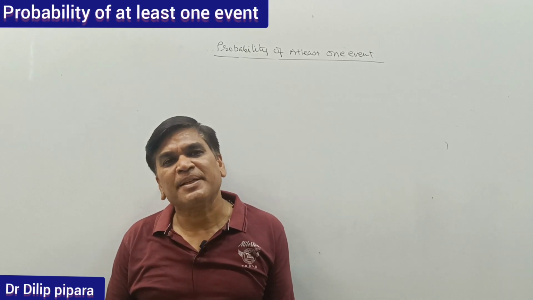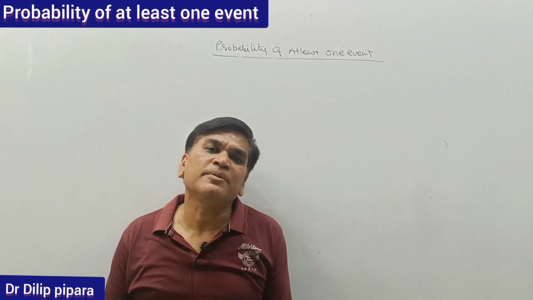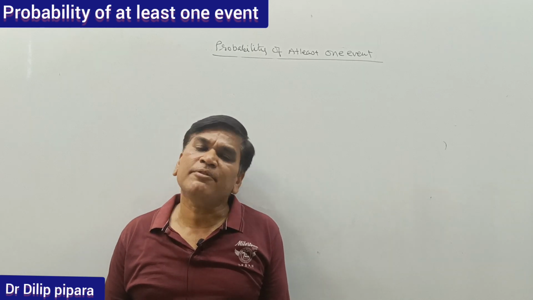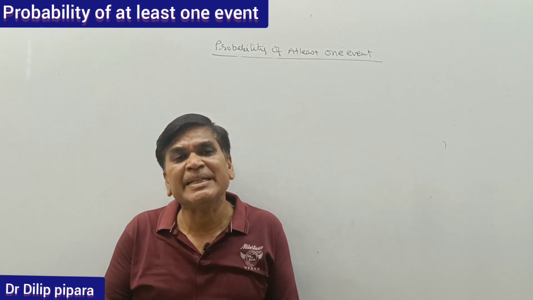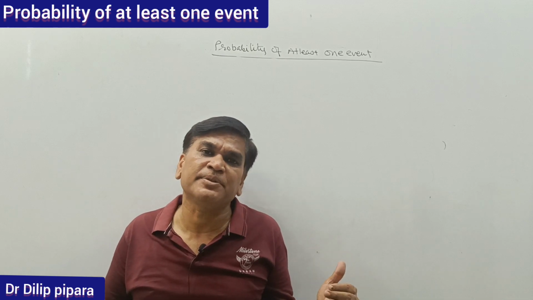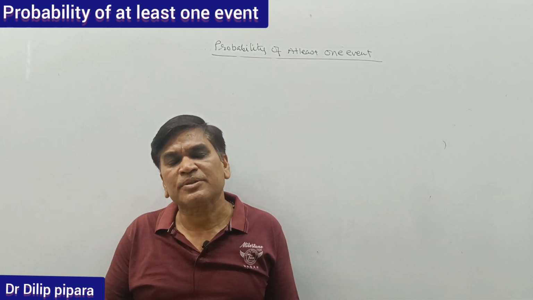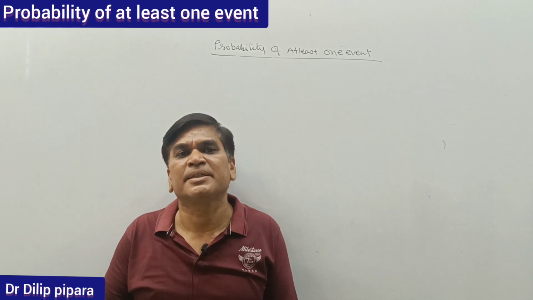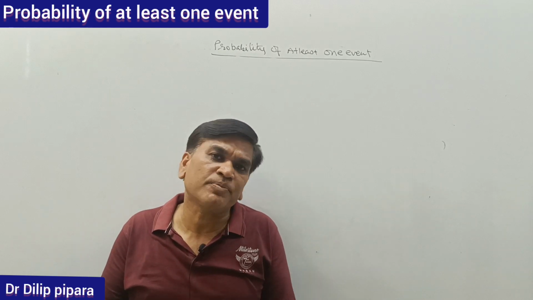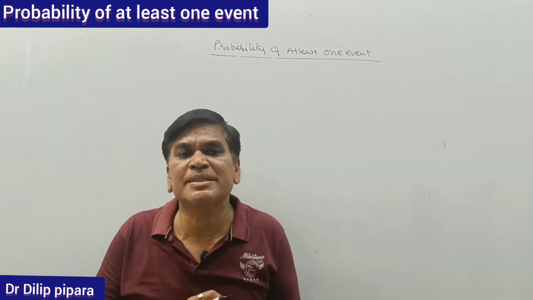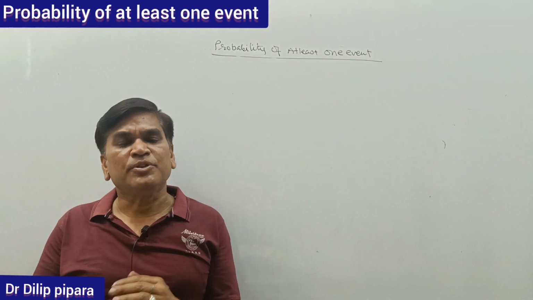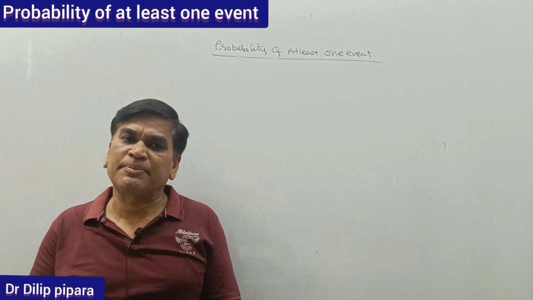In the probability chapter, we have learned how to calculate the probability of at least one event. In our last video, we discussed this in detail. In today's video, we will also have some more questions related to this, so that it makes you perfect. If any question related to the probability of at least one event comes up, you will be able to solve this type of question.